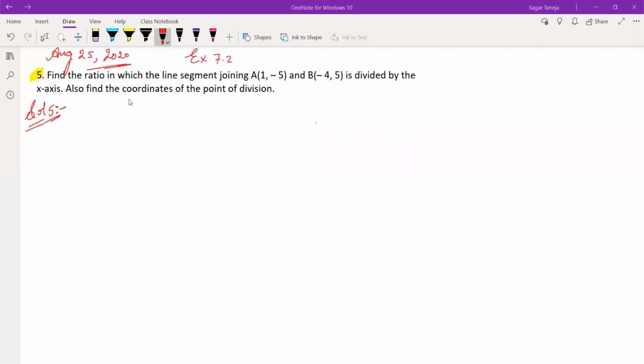So today we are going to start with exercise 7.2, as we already started yesterday. Today let us start with question number 5. How many questions are left now? There are 10 questions in total. Okay, let us start with this now.